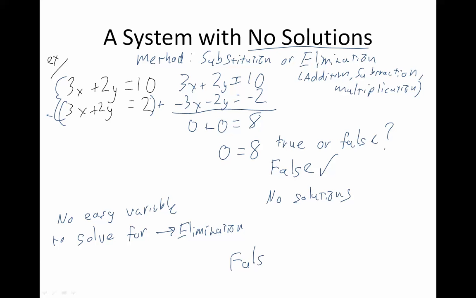False statements equal no solutions. So we do our normal method, whichever one we want to choose, and if our variables both become eliminated, we ask ourselves, is this true or false? This one was false, so it means no solutions.